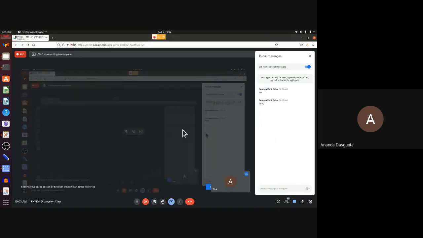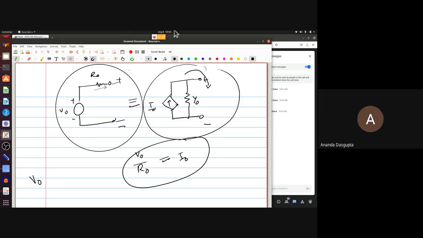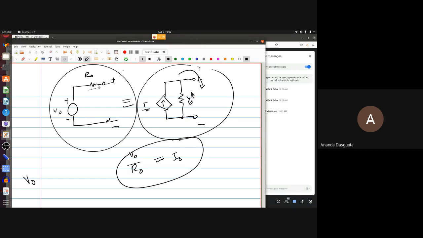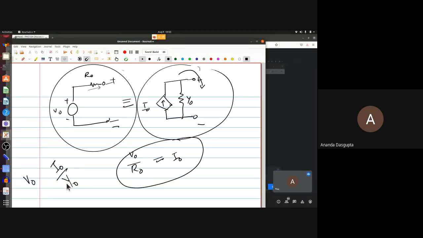Okay, once again. If a current I0 flows through a resistance, then the voltage drop across it would be I0 times the resistance. But this is an admittance, something which you have to get used to. The admittance is simply the reciprocal of a resistance. So current times resistance would become current by admittance.